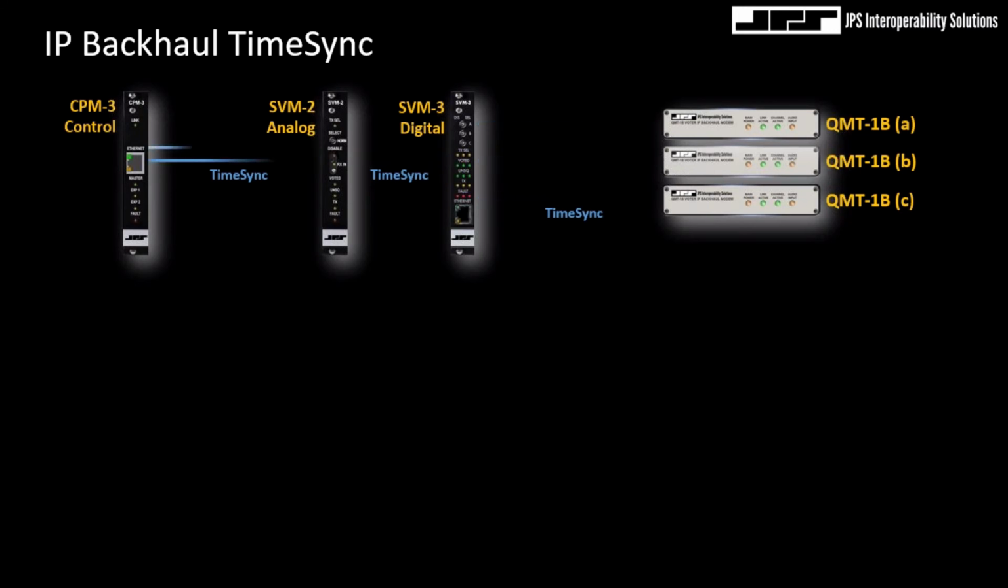So this time sync is then distributed over the internal backplane and occurs by default every 30 seconds. You can increase or decrease that value, but from our experience, we see that 30 seconds is really a good compromise in terms of frequency. And as you already know, the SVM3 digital site voter module can support up to 3 QMT1 backhaul modems over the network. So the parent SVM3 will pass along the time sync to its subordinate QMT modules, again effectively resetting their internal clocks every 30 seconds as well.